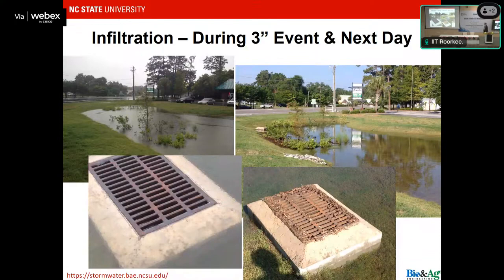Now let's talk about, again, one of the two main ways that you can reduce volume. Infiltration. This is something called an infiltration basin. Infiltration basins work great when you don't have a water table up near the surface. Is that going to be a problem in Rookie? It actually is a problem in Rookie because you have a relatively high water table.